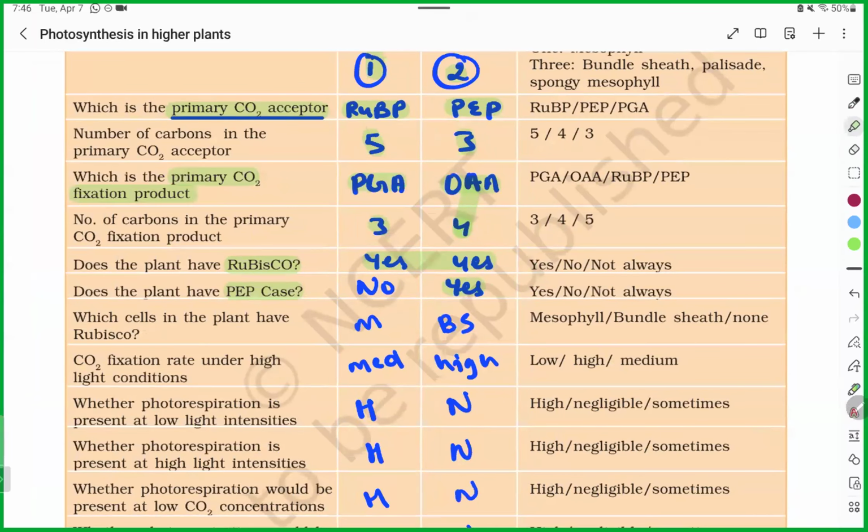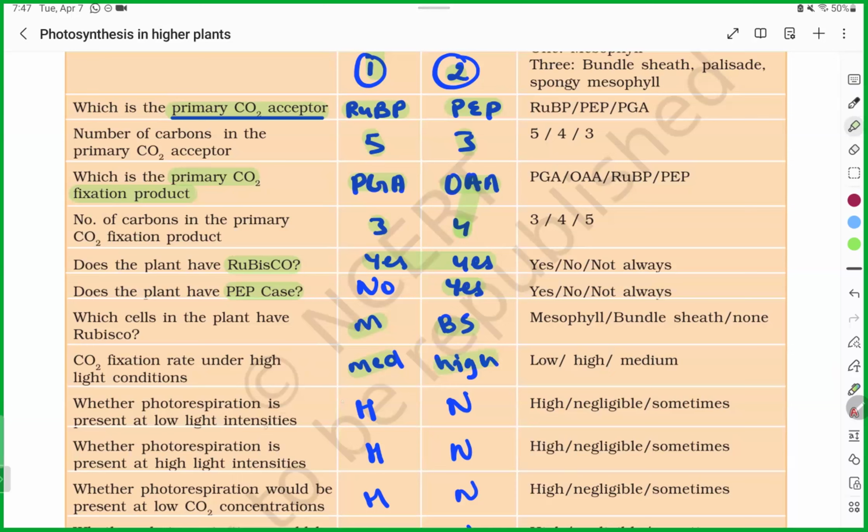Rishikesh, which cell in the plant has Rubisco? In C3 plant, mesophyll cells. In C4 plant, bundle sheath cells. Correct. CO2 fixation rate in high light intensity: in C3 plant, the photosynthesis amount, like food synthesis amount, is less. In C4 plant, more.